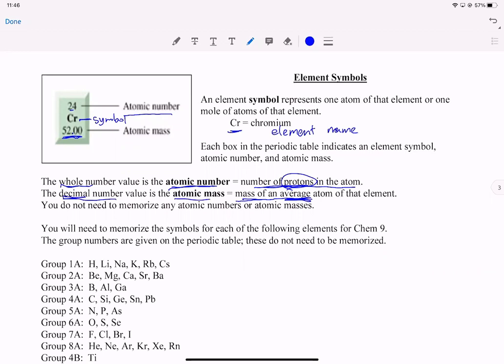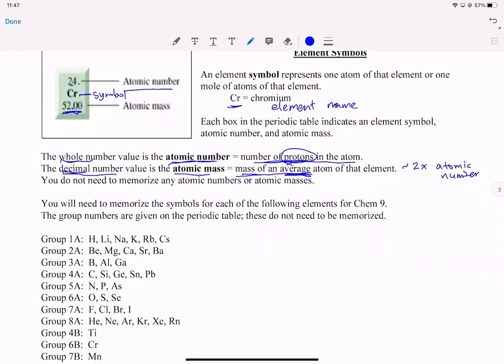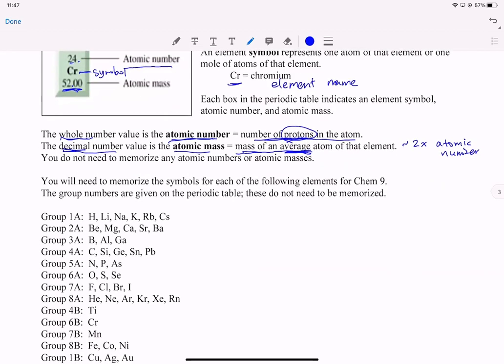Okay, you will see that roughly the atomic mass is about twice the value of the atomic number. So you can see there you've got 24 versus 52. The atomic mass is usually about twice the amount of the atomic number. You don't need to memorize either of those numbers. You just need to know what they represent. Okay, so you don't need to memorize the symbols, but you do need to know the element name for the symbol.